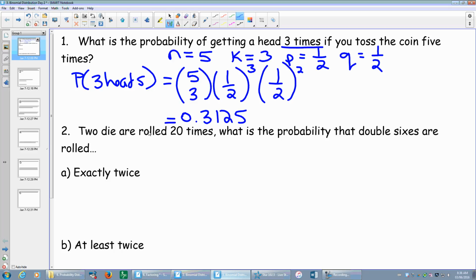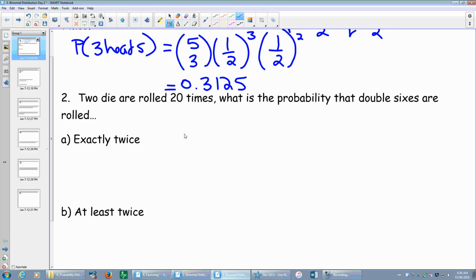2 dice are rolled 20 times. What is the probability that double sixes are rolled exactly twice? So I have my information here. I'm rolling 20 times, so n is equal to 20. I want to know this exactly twice, which is saying k is equal to 2. David, what is my probability that I will roll double sixes?